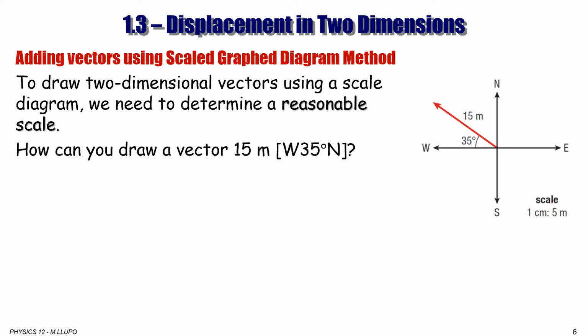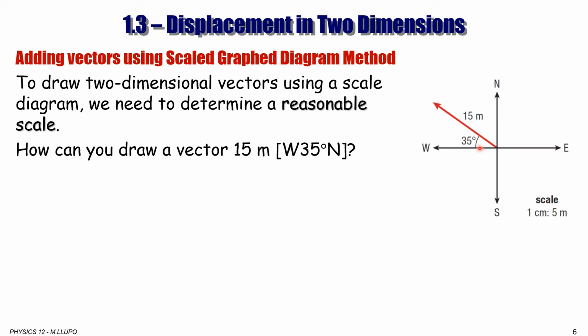So now you can draw the same vector, but this time it has to be 1.5 centimeters, because when you measure back, 1.5 times 10 meters is going to be 15 meters. So that has to match. Now for angle, that's why you use a protractor. So angle has to match too. So what do you do?